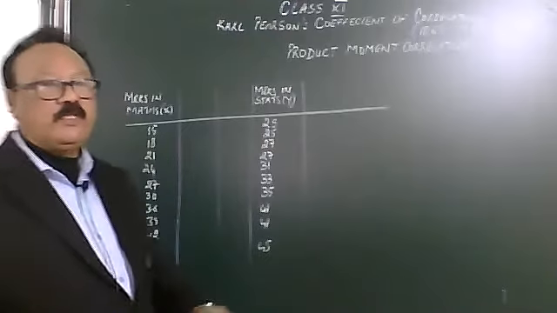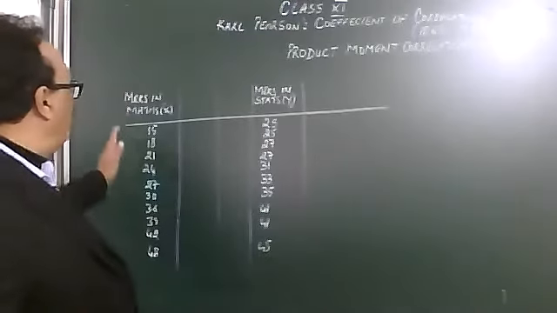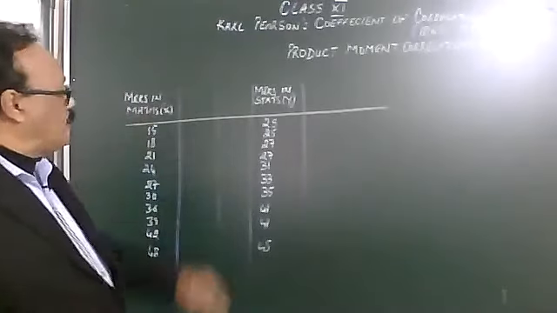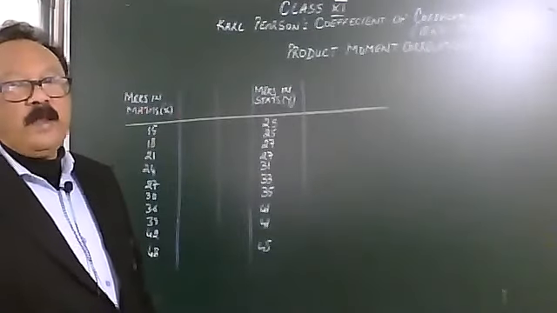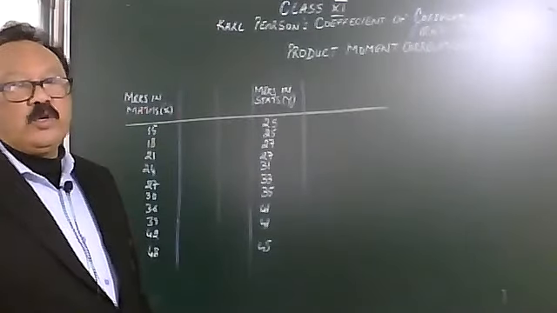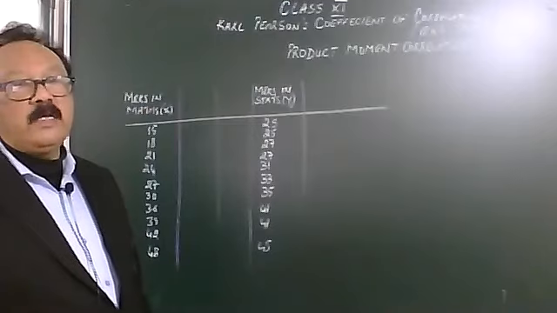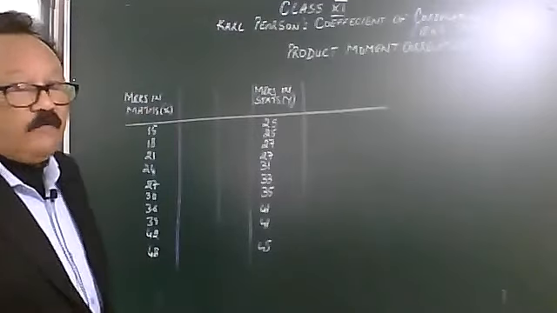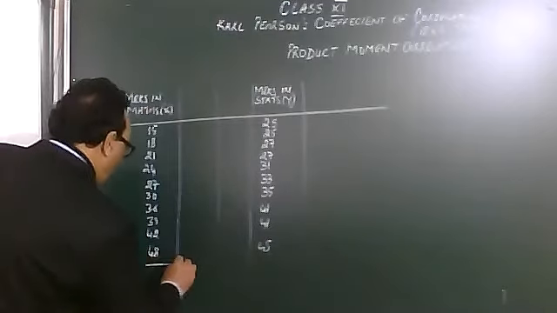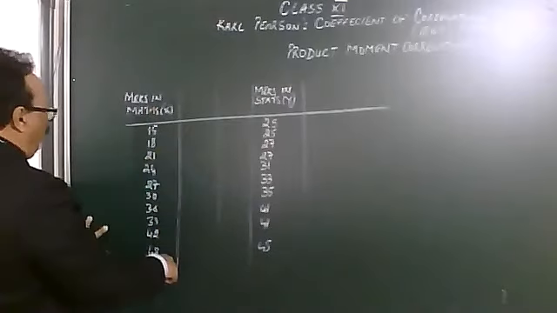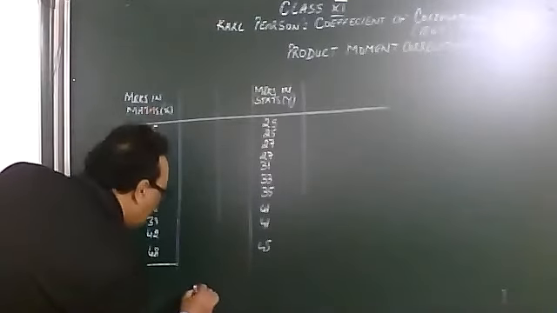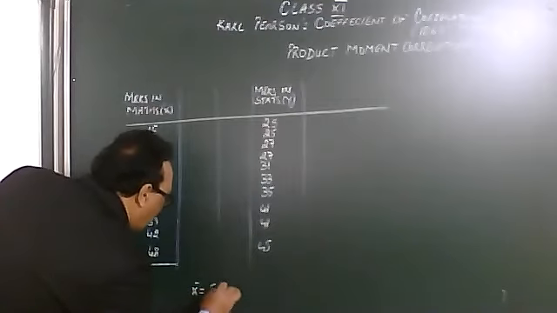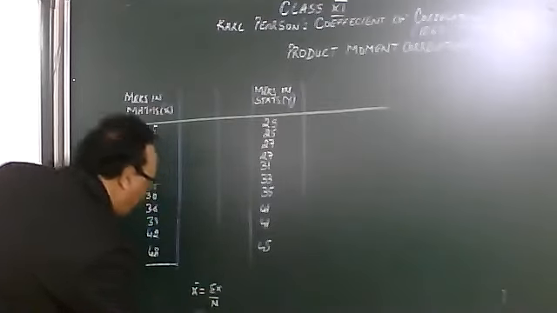In other words, we want to see whether this child who has marks in maths and statistics, there is any correlation between them. For finding the correlation, we need to have a mean and the standard deviation. So first and foremost, we will find the mean of maths. How do you find the mean? Mean is equal to sigma x upon n.